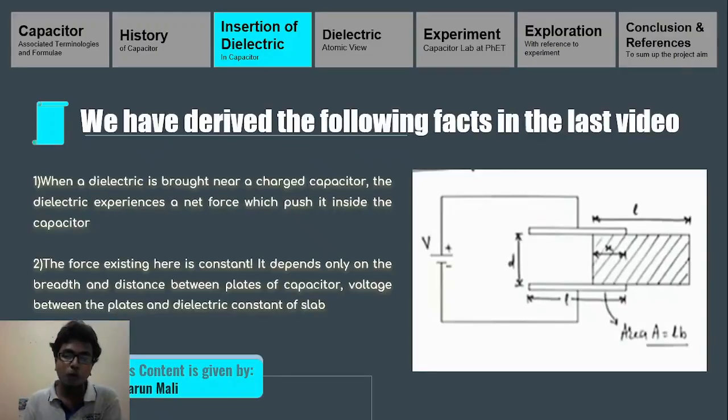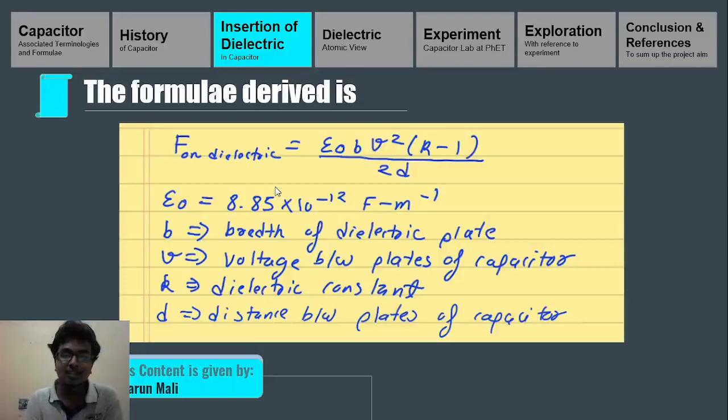We have derived the following facts in the last derivation video. When a dielectric is brought near a charged capacitor, before even entering inside the capacitor, it experiences a force which pulls it inside the capacitor, and from there it experiences a constant force inside the capacitor. The force is constant. This is the main point. Now this is the exact formula of the force, where the symbols have their usual meaning. You can have a look at it.